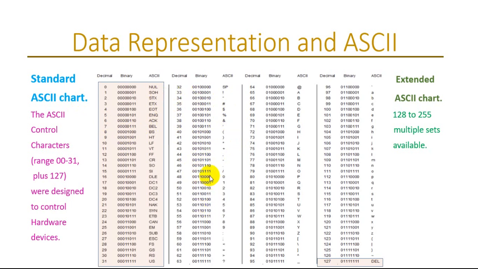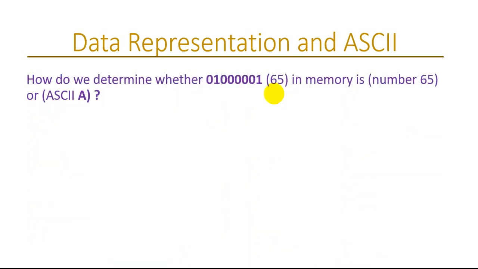And let's see. Now we have an issue. What is the issue? If you take capital A, we know it is 65, right? 65 means 1 here and 1 here. That is 64 plus 1, 65. It is capital A, if you take it as ASCII. But this can also be the number 65. So how does that happen? How is it possible? So let's see that.